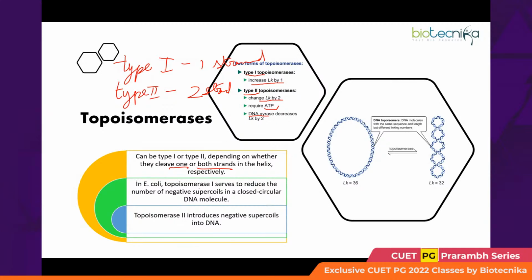In E. coli, topoisomerase 1 serves to reduce the number of negative supercoils in a closed circular DNA molecule. Topoisomerase 2 introduces negative supercoils in the DNA. So this is a relaxed DNA and this is a supercoiled DNA. Who did it? It will be the function of topoisomerase.